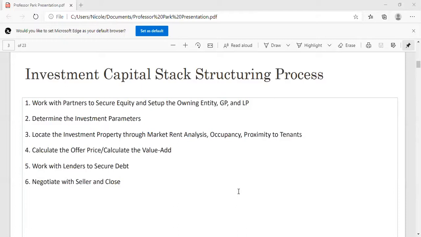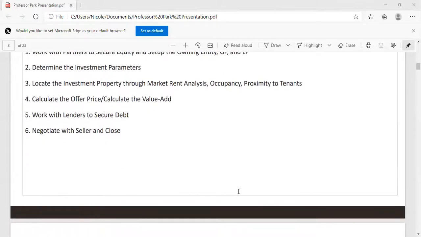With investments, which is just an already standing property that you want to buy in order to get the cash flow from, and then sell at a later point in time and get the return from the increase in value, you typically will have a partner, and you'll set up an owning entity and a general partner and a limited partner. When you set that up, you work together to determine what your investment parameters are. Then you can locate the different types of properties that fit those parameters.